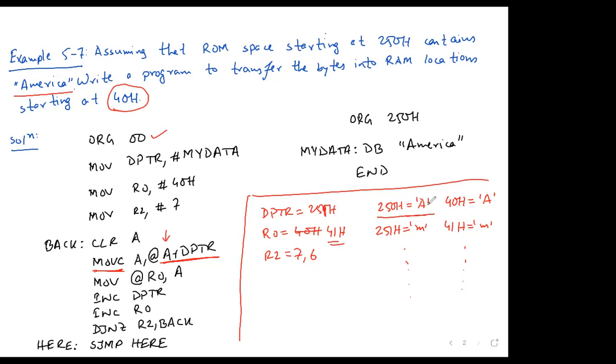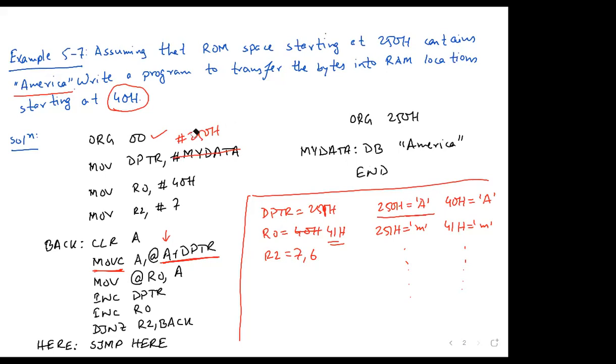Sir, MOV DPTR, #250H and then DB America, we could have written it like that as well instead of MYDATA. Yeah, you could have. Instead of this line, you could have simply written #250H. It will give you the exact same result.